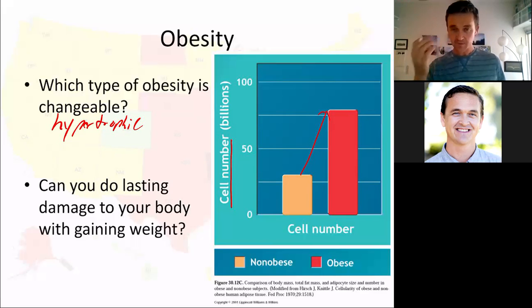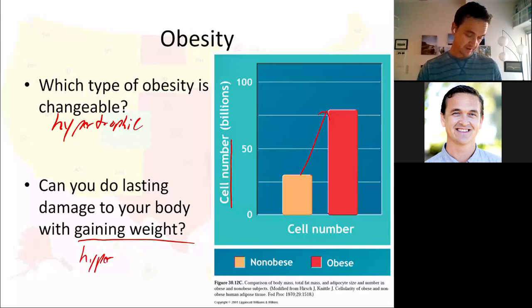So there's a problem there. If we're adding fat cells, then we have more fat cells that want to be a certain size, and it increases the set point of weight that your body is trying to get back to with weight loss. So can you do lasting damage to your body by gaining weight? That would be in the case of hyperplastic obesity.